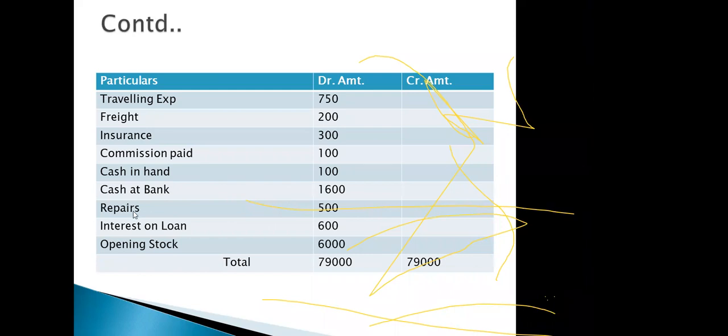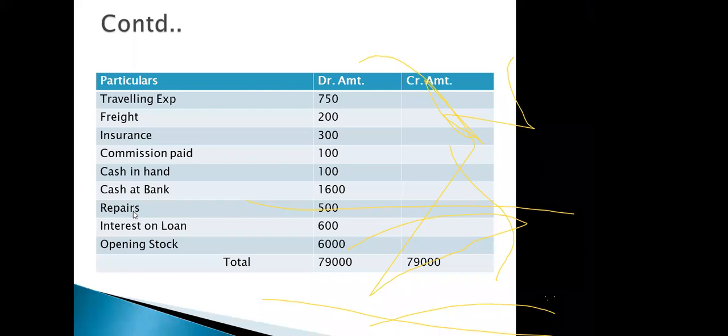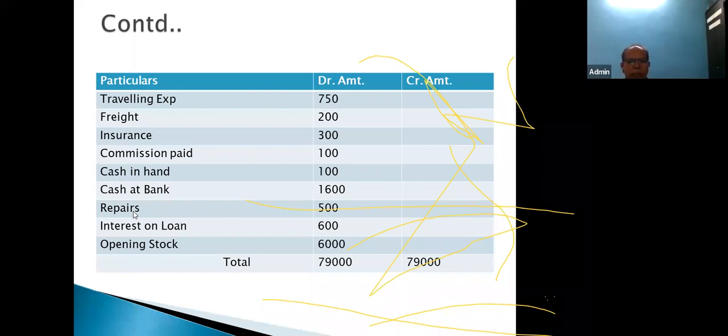Now go to the next item, repairs. So where will repairs be recorded? Profit and loss account debit side. Yes, write down: profit and loss account debit side, repairs 500. Write this.